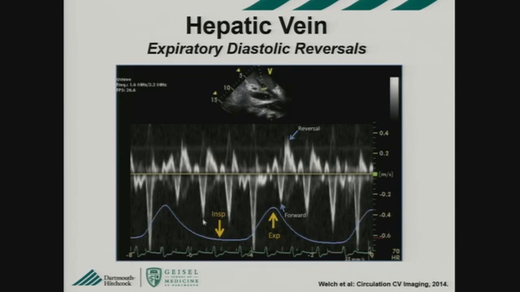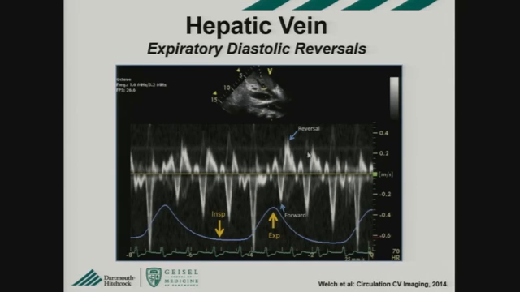Here we see inspiration, as marked by increasing forward flow in the hepatic veins, transitioning to expiration, and you see this big reversal in diastole in expiration in constriction. And when you compare that to the forward flow in diastole, it can be used as a ratio to help make the diagnosis. But the concept is what's important here.